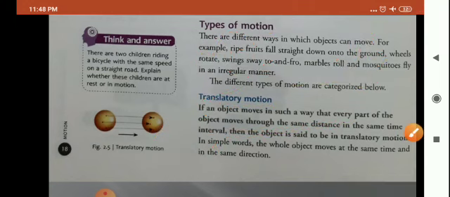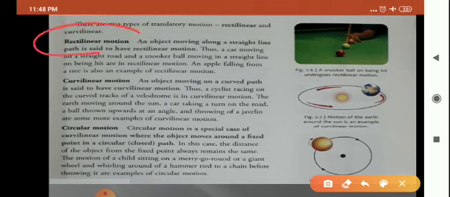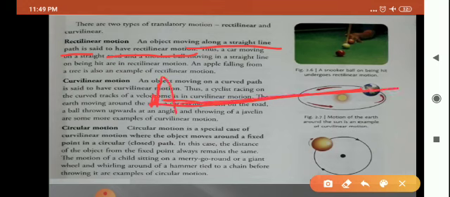Now translatory motion is basically of two types, that is rectilinear motion and curvilinear motion. Now what is rectilinear motion? When an object moves along a straight line path, it is said to have rectilinear motion. Suppose this is body A, and it moves along a straight line path. Then that body is said to be having which motion? Rectilinear motion.